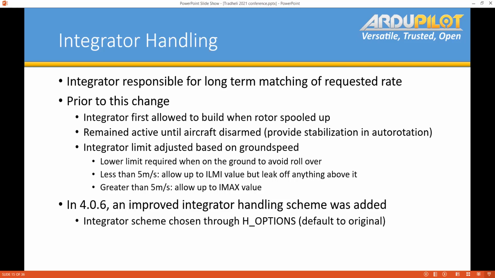And then when you get up and away, allow it to build so that you can oppose any type of forces that develop, and you want to get the long-term rates where you need them. In any case, what happened with the integrator is that you first turned it on and allowed it to build when you started spooling up the rotor. And then it remained active until the aircraft was disarmed.